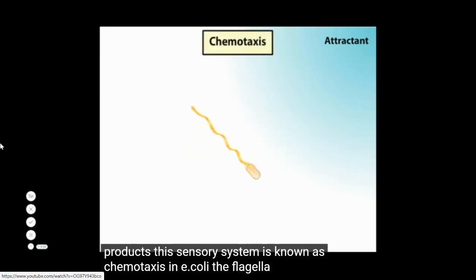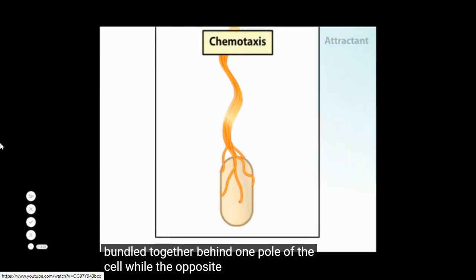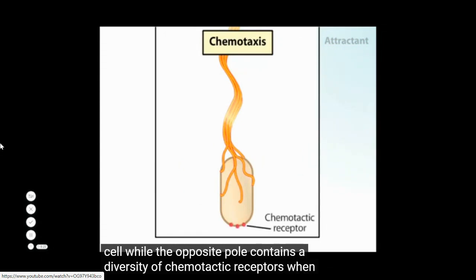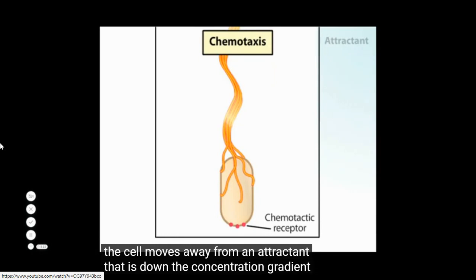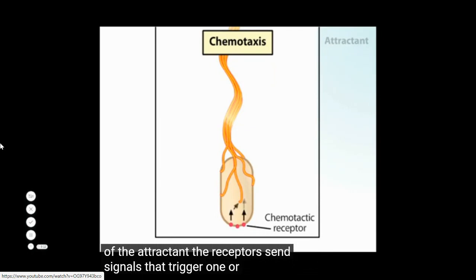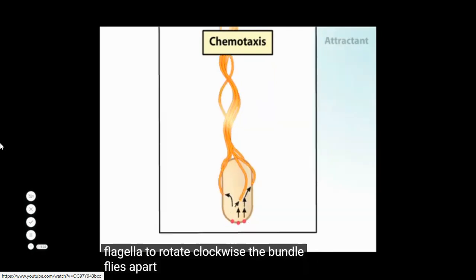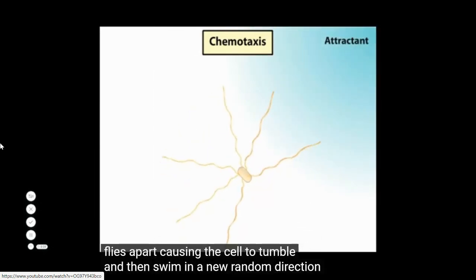In E. coli, the flagella bundle together behind one pole of the cell, while the opposite pole contains a diversity of chemotactic receptors. When the cell moves away from an attractant, that is, down the concentration gradient of the attractant, the receptors send signals that trigger one or more flagella to rotate clockwise. The bundle flies apart, causing the cell to tumble and then swim in a new, random direction.